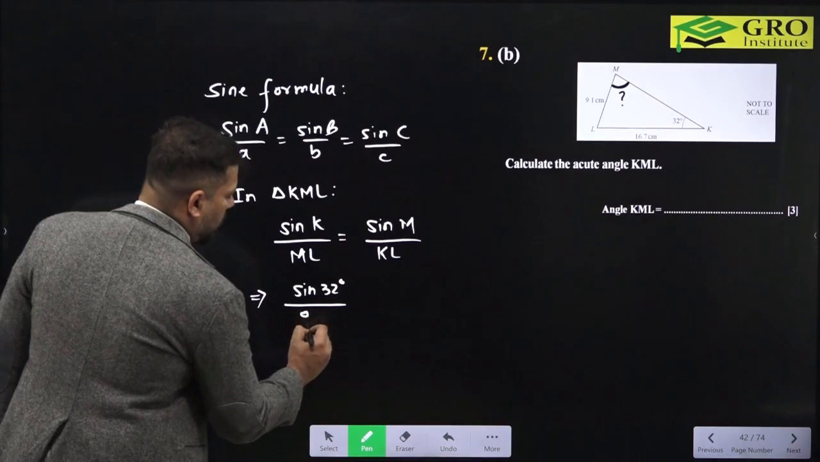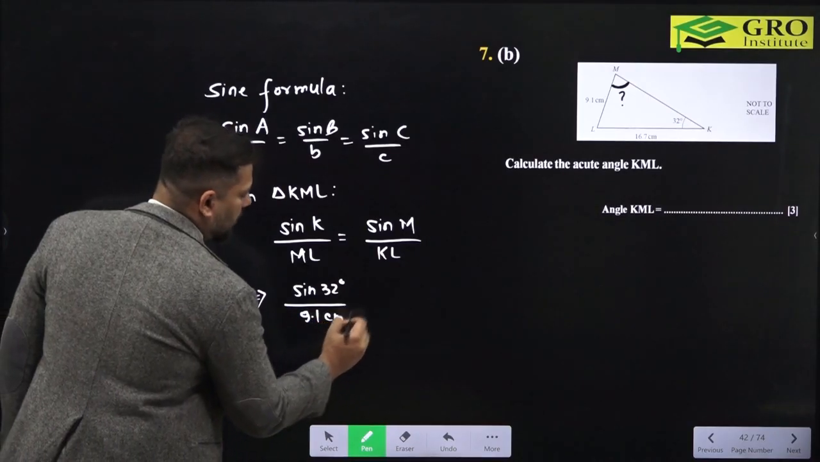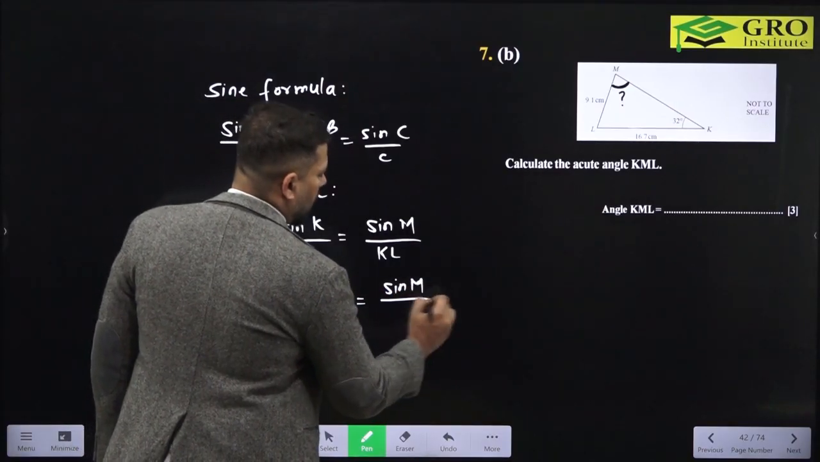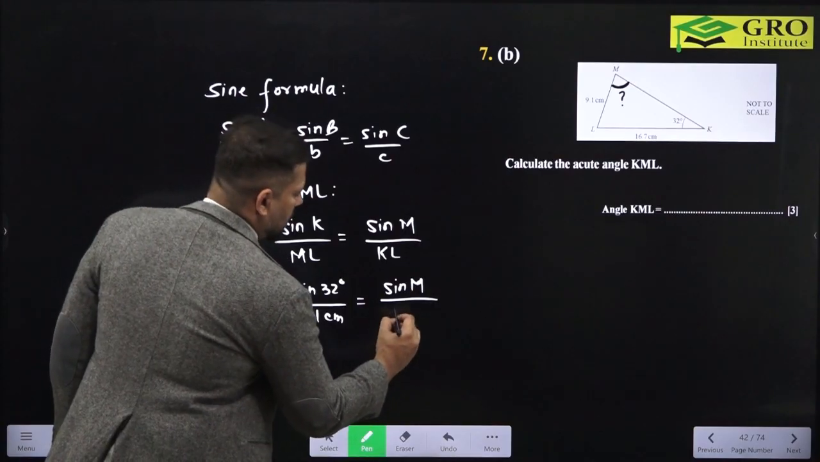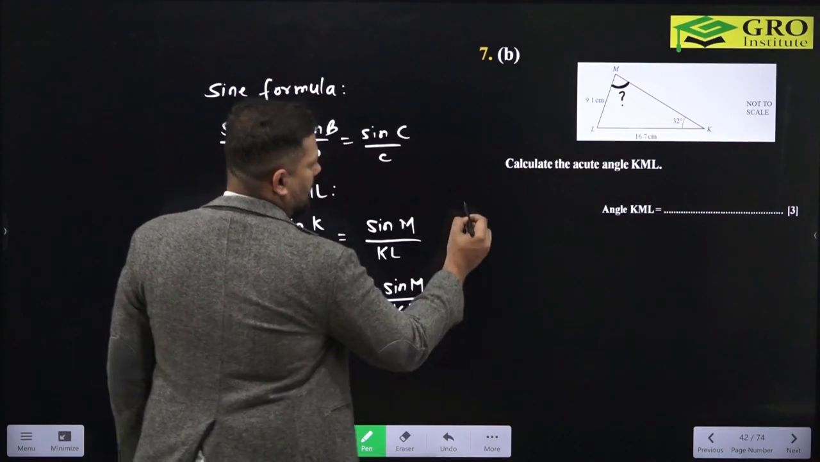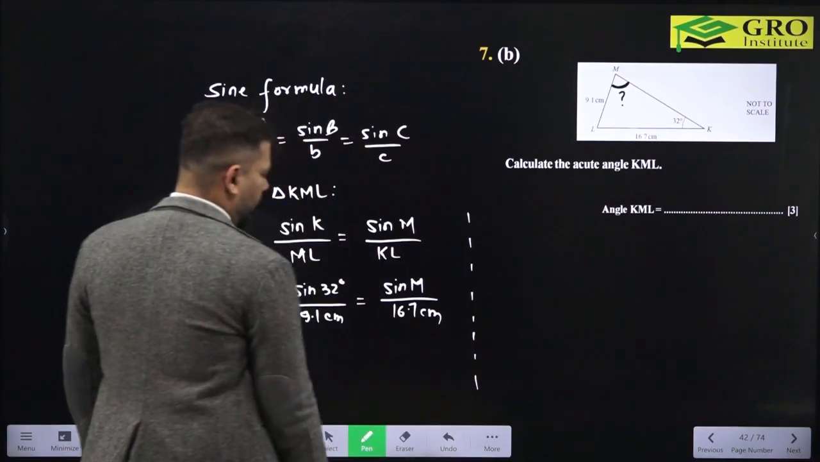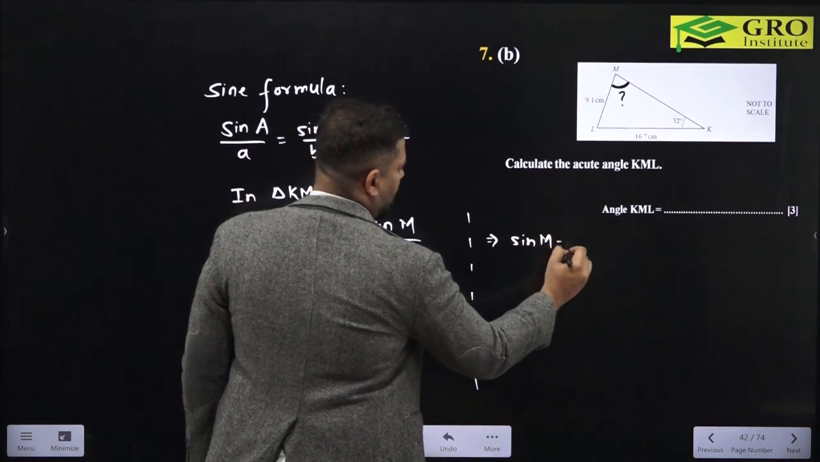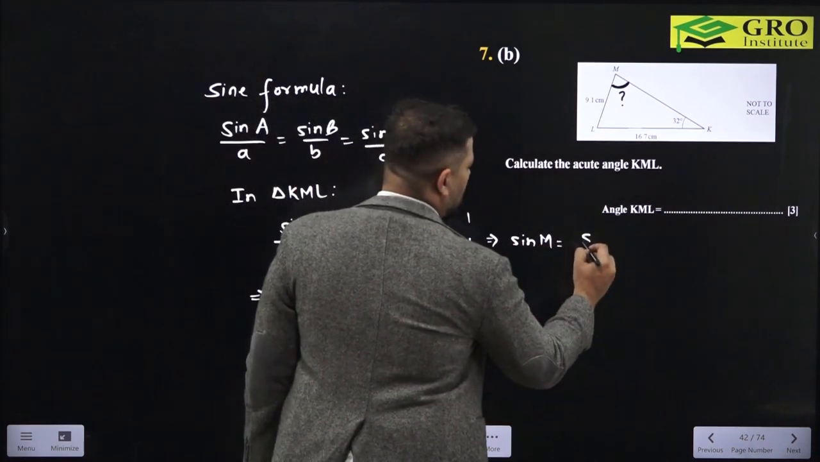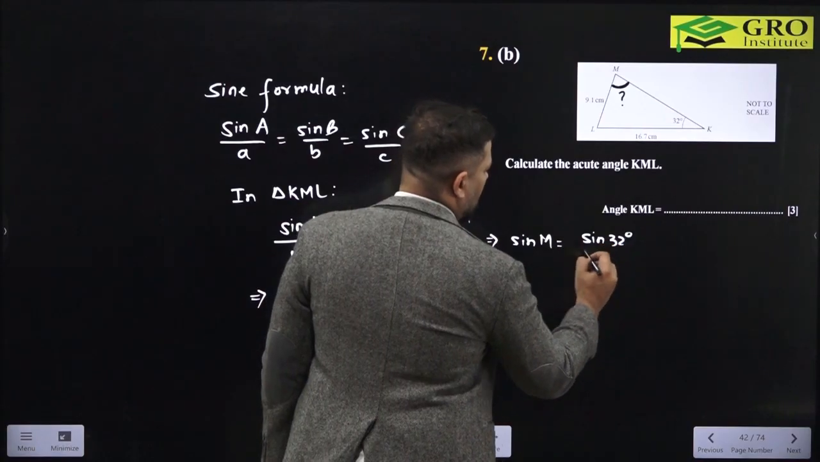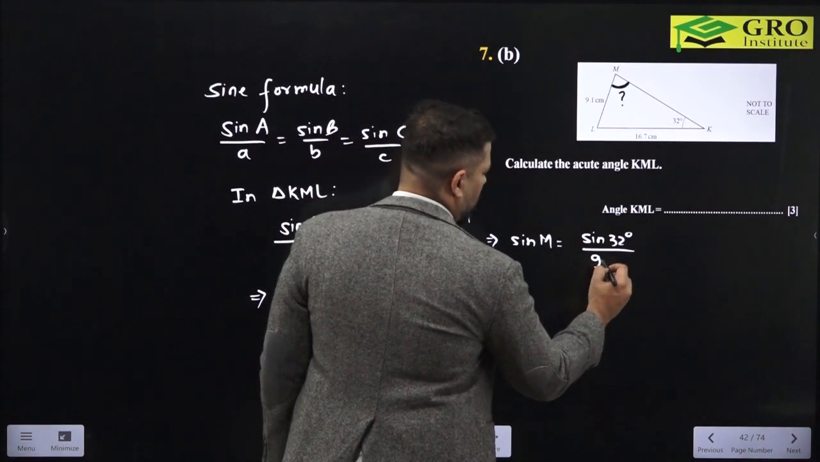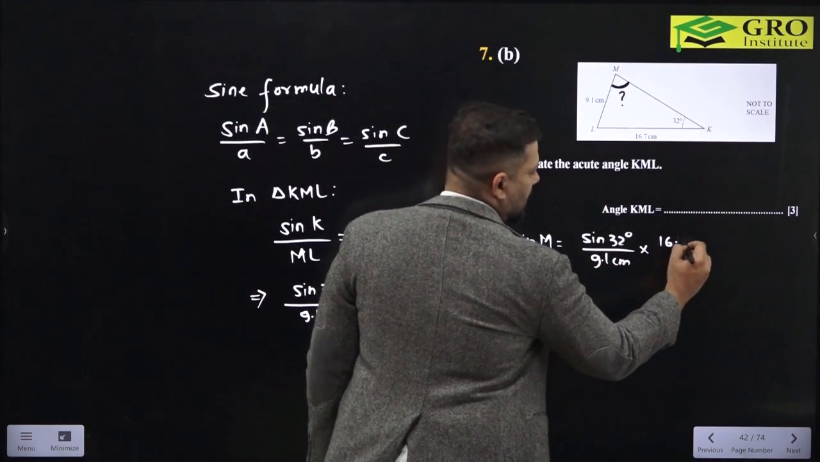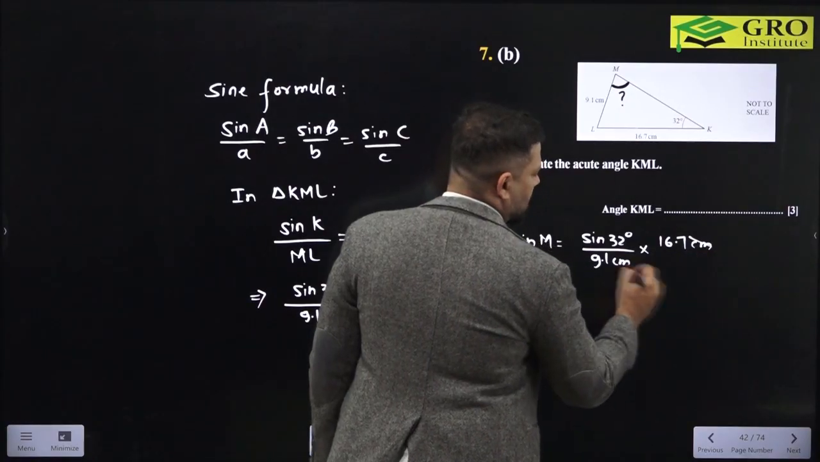ML is 9.1 centimeter, is equal to, do we know sine M? No, not yet. Upon what is KL? It is 16.7 centimeter. Okay, so if I further solve it, I'll get that sine M is actually equal to sine of 32 degrees upon 9.1 being already there, and then we have transposed 16.7, so it will be multiplying this fraction. The centimeter and centimeter is gone.